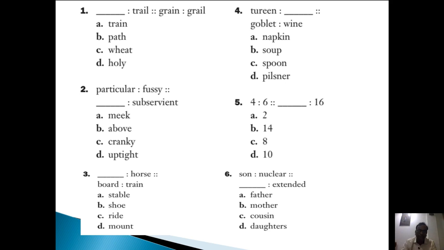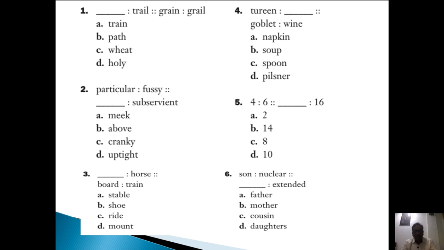Four equal to six. Then what equal for 16? 4 plus 2 is 6, and 14 plus 2 is 16. So the answer is option number B.